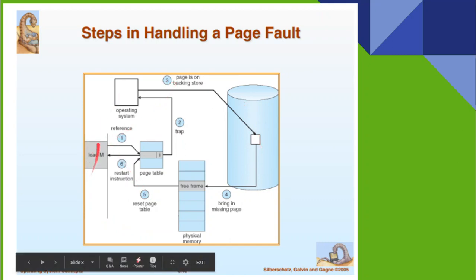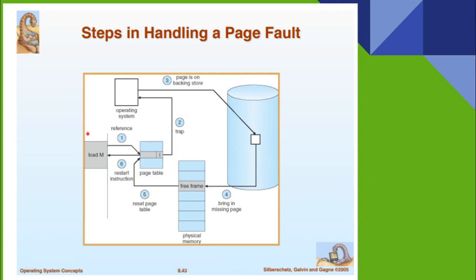The CPU goes on executing the program from the start, and now there is a load M instruction. To load this instruction, the system first has to check whether the page is available in the main memory or not. If it is not available, it is an invalid bit, so it sends a trap. The second step is the trap. It sends this trap signal to the OS saying that the page is not in the main memory, bring it from the secondary memory.